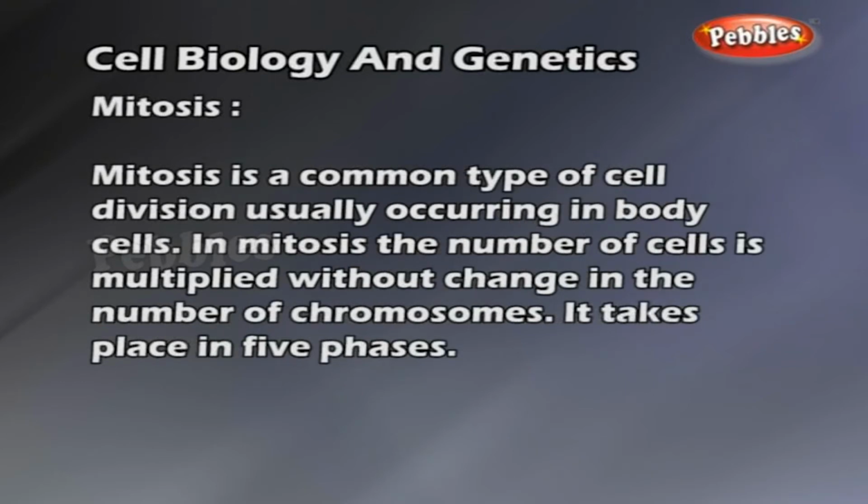Mitosis. Mitosis is a common type of cell division, usually occurring in body cells. In mitosis, the number of cells is multiplied without change in the number of chromosomes. It takes place in 5 phases.